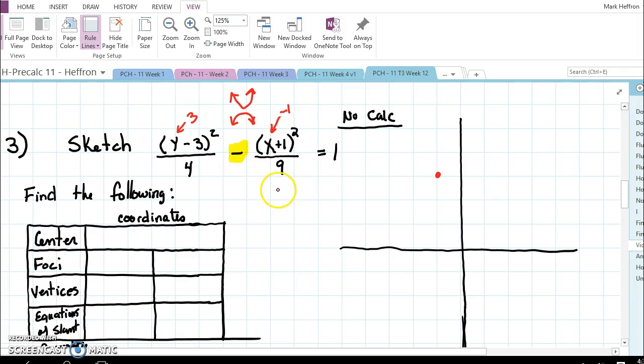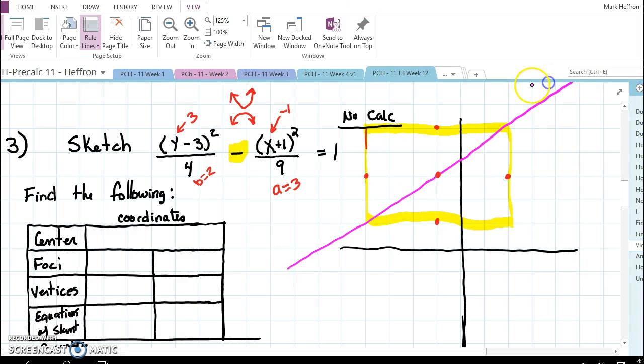Now the major axis is 3, and it's going left and right because it goes with the x. So I'll go 3 left and right of my center. My minor axis, b, is 2. So I'm going 2 up and 2 down, and now I can draw my box and sketch my asymptotes. Through the center, through the corner.